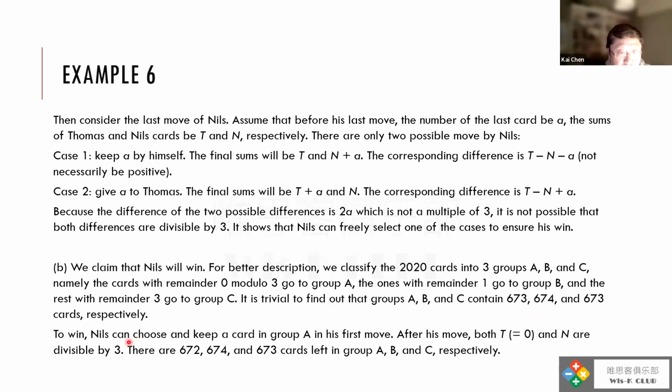And what's Niels' strategy? Because he starts first, he can just take one A card, which is a multiple of 3, in his first move. After his move, T is 0 and N is 3, so both T and N are divisible by 3, yeah. And because this one card is taken by Niels, there are 672 A cards, 674 B cards, and 673 C cards. And now it's the turn for Thomas, right?